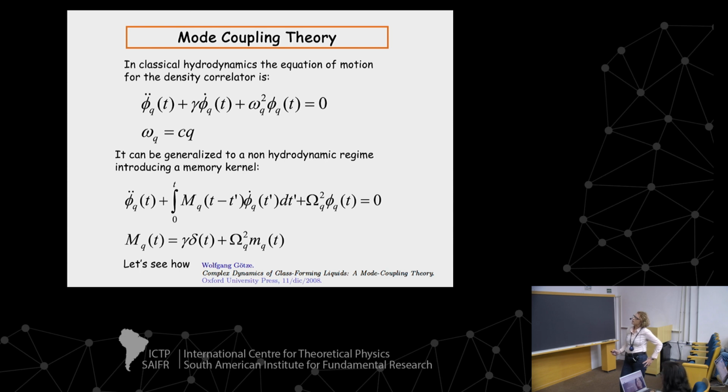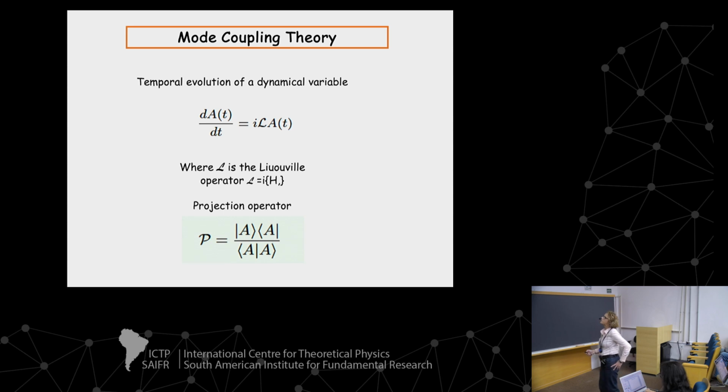Here in this part, you put this retarded memory function. M of Q is gamma times delta, so the usual term to recover hydrodynamics, and then you have omega squared times m_q of t. So you introduce this retarded memory function.